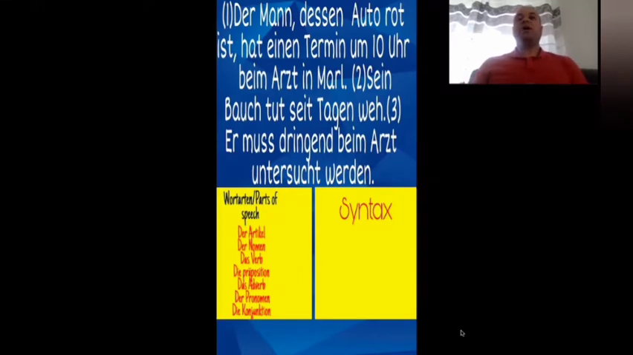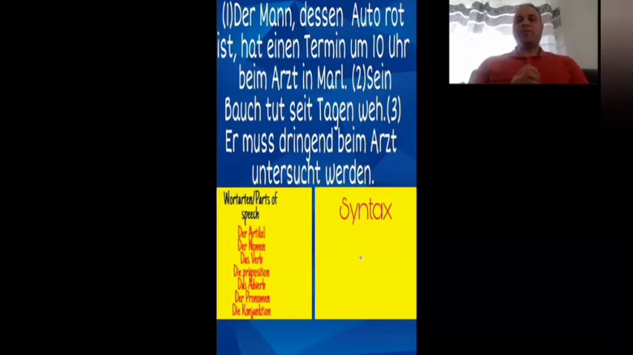As you can see, we have this small paragraph, which consists of 3 sentences. The first sentence is: Der Mann, dessen Auto rot ist, hat einen Termin 10 Uhr beim Arzt in Magen. The second sentence: Sein Bauch tut seit Tagen weh. The third sentence: Muss dringend beim Arzt untersucht werden.